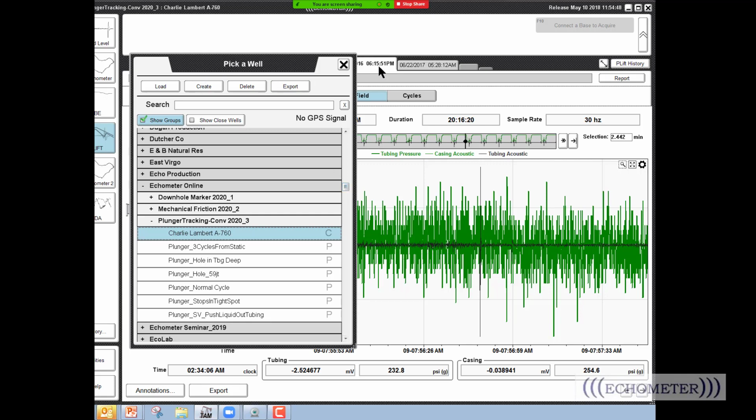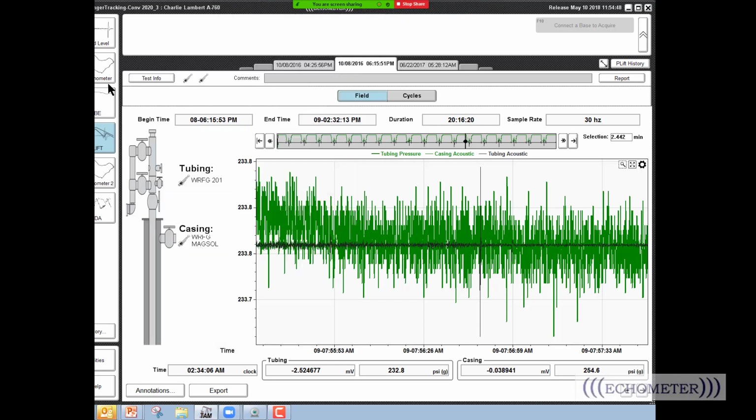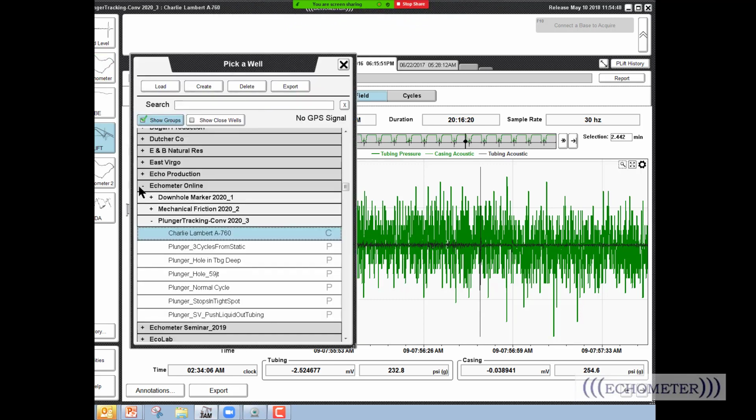On my screen here, I've got the TAM software opened up. I go into pick a well, and when you get the data files off of the Echometer webpage, the Ask Echometer, and load them into TAM, by default it will put the first presentation on acoustic and downhole markers in this folder, the second presentation on mechanical friction in this folder, and the presentation today will be the third presentation on plunger tracking, conventional plungers.